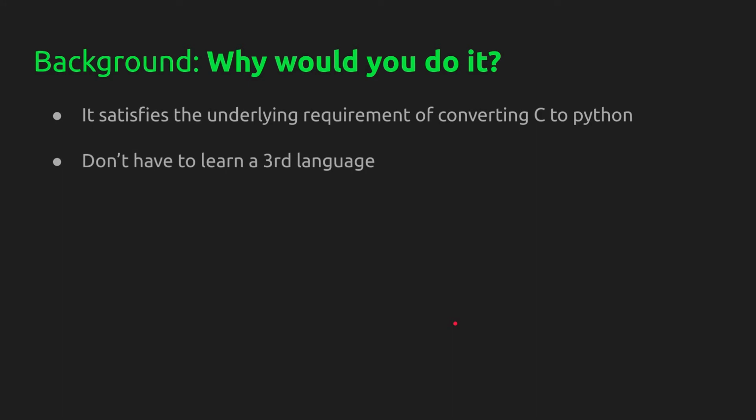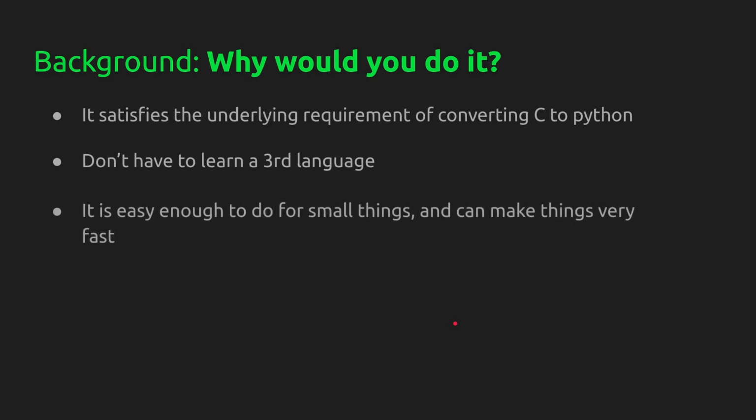You don't have to learn a third language. So it's just C and it's just Python. You have to learn a little bit of boilerplate, which is just par for the course, but ultimately you have all the tools that you need if you understand C and you understand Python. It's easy enough to do for small things, and it can make things very fast. I'll show you an example in a couple of slides, and we'll go through the whole entire process of building. But bottom line is, when you compile something rather than interpret it, it's going to be faster. Bottom line, period. End of story.